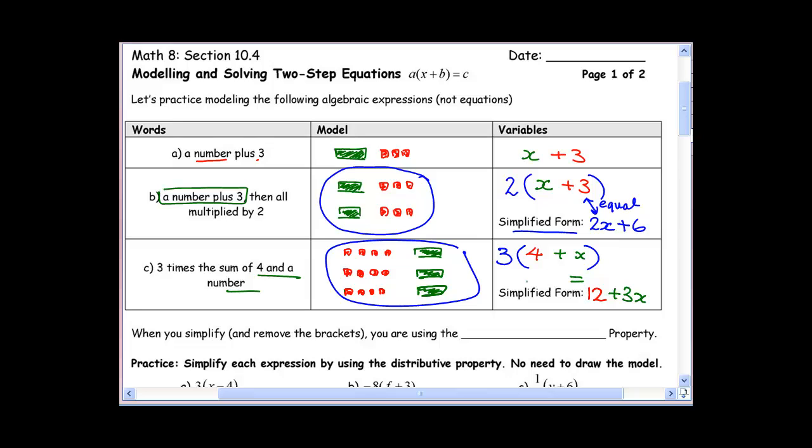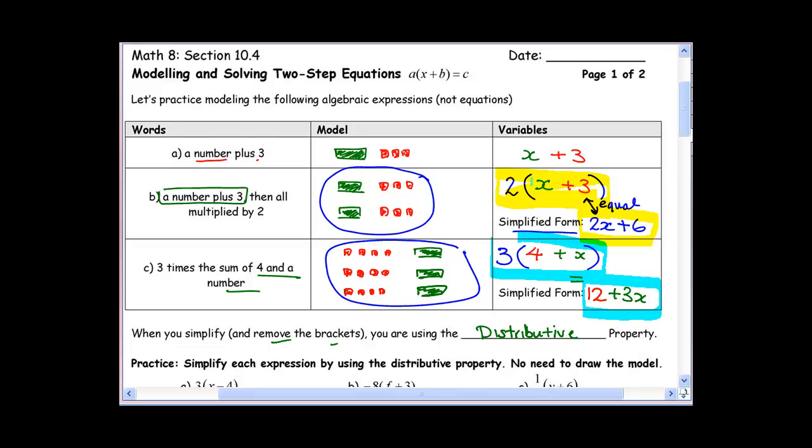Now, when you simplify, or sometimes we call it remove the brackets, there's a property that you're actually using. It's called the distributive property. Do you know why they call it the distributive property? Look back at these last 2 examples here. Let me highlight them for you. Here equals that, and then also that equals that.